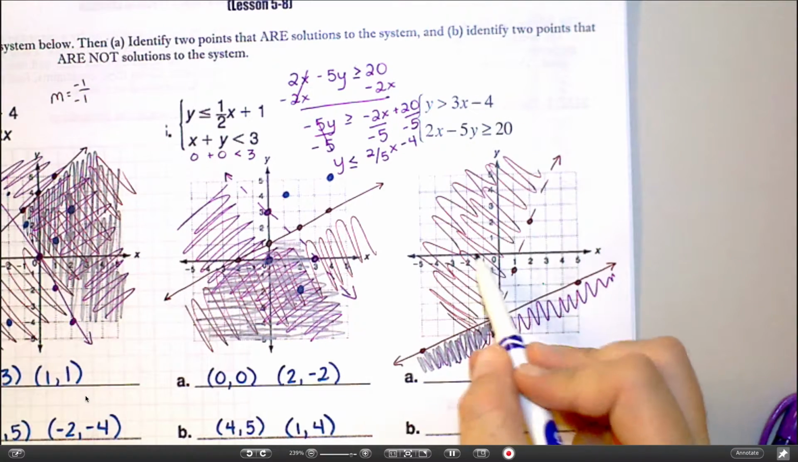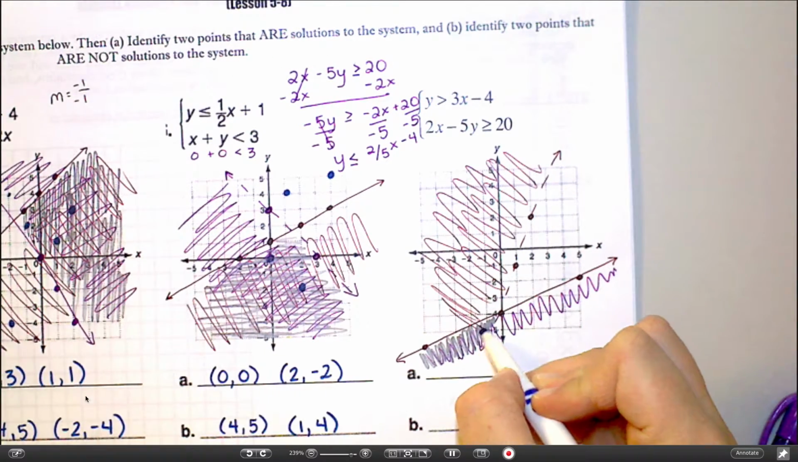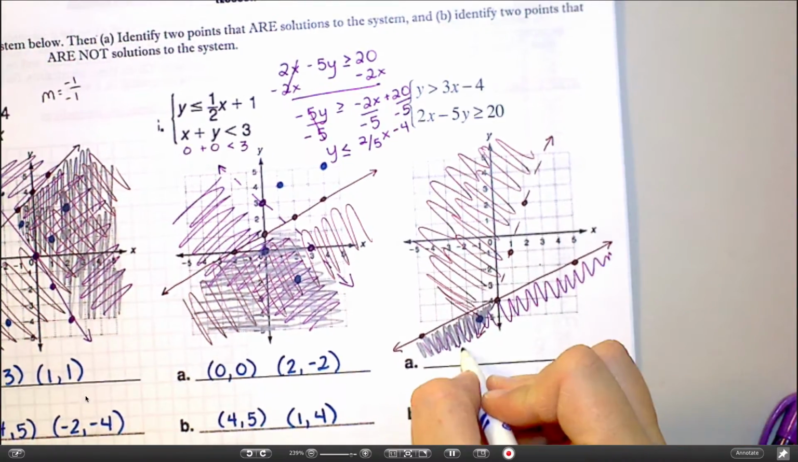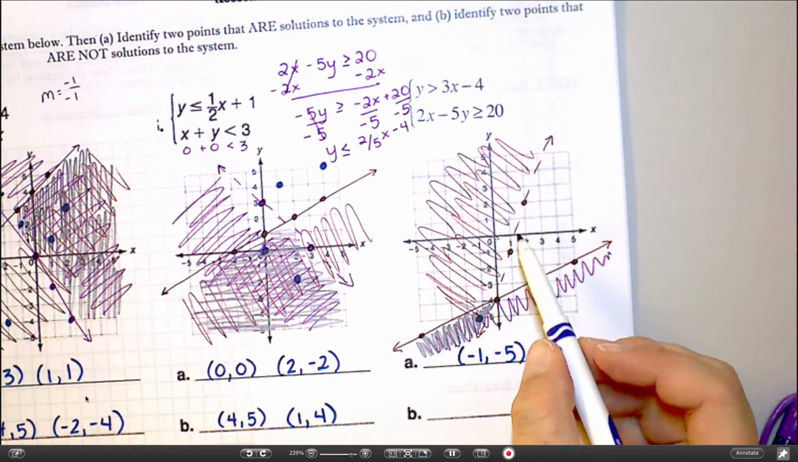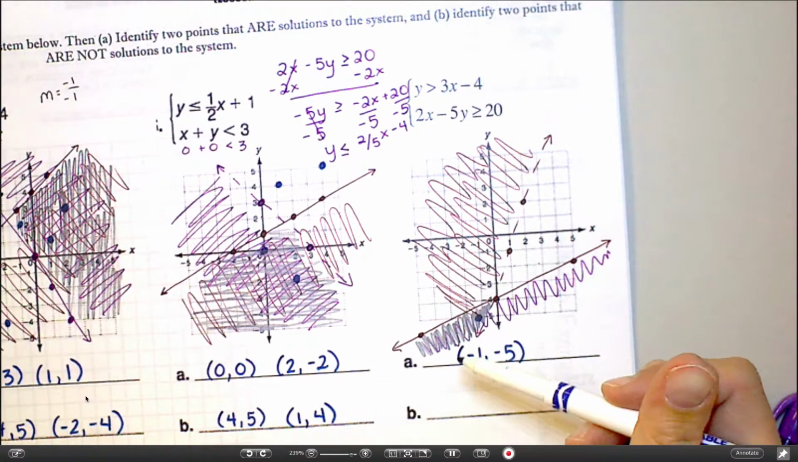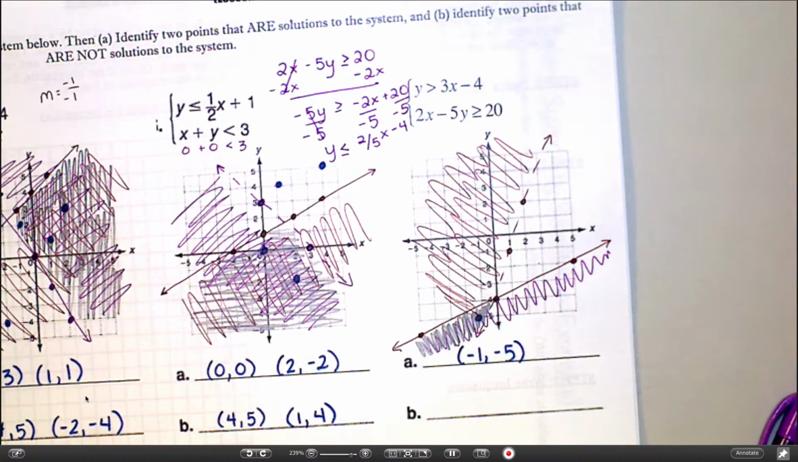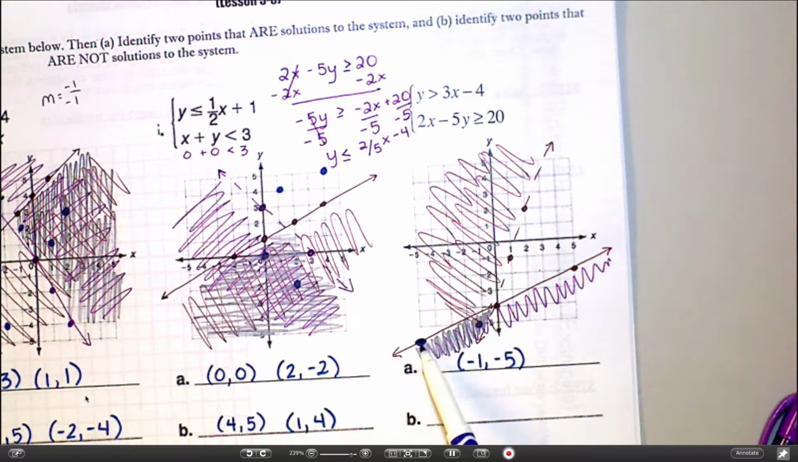How about -1, -5? Does that work? Let me ask you this. What about -5, -6? Would that work? -5, -6 is this point right here. Is that part of the solution? Yes, it is.